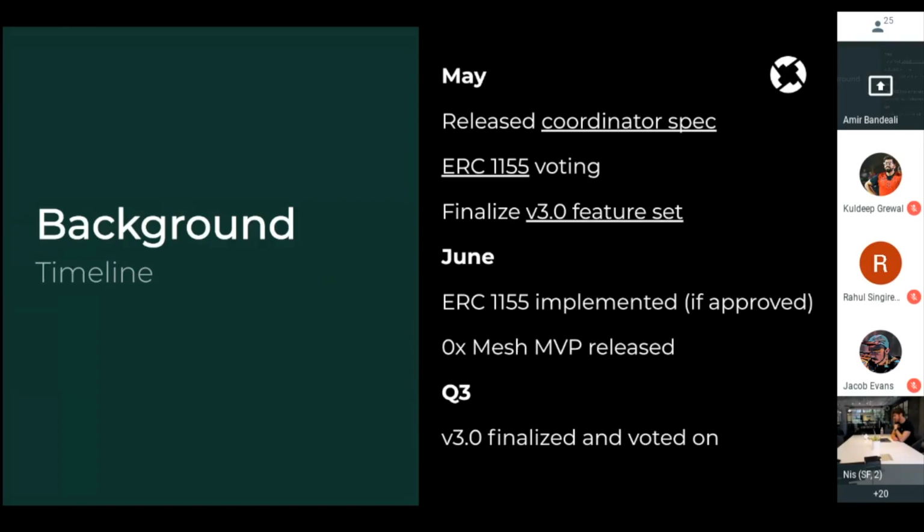And then finally, in early Q3, 3.0 should be entirely finalized and completed, and will probably be audited in the first month or so of Q3 as well. And then a vote for 3.0 will go on as well.